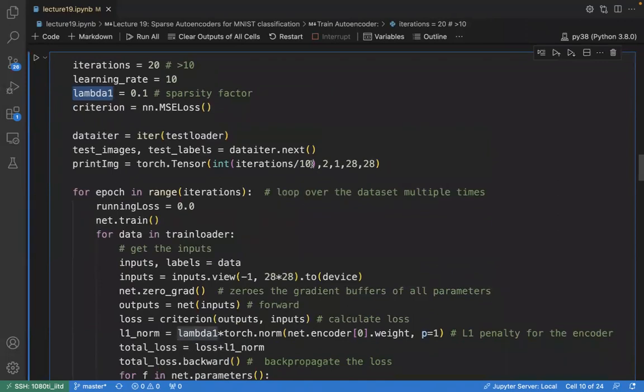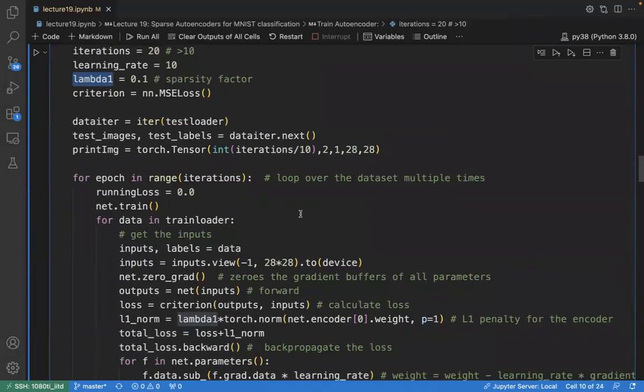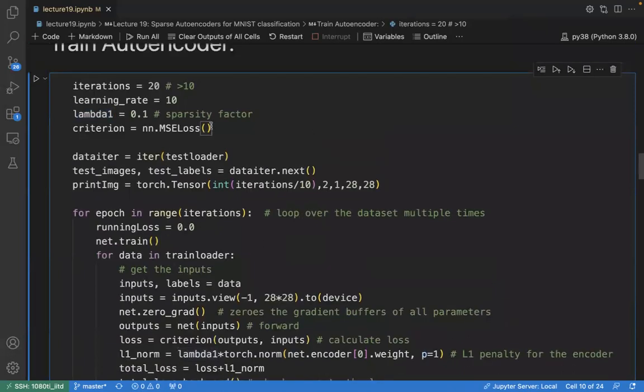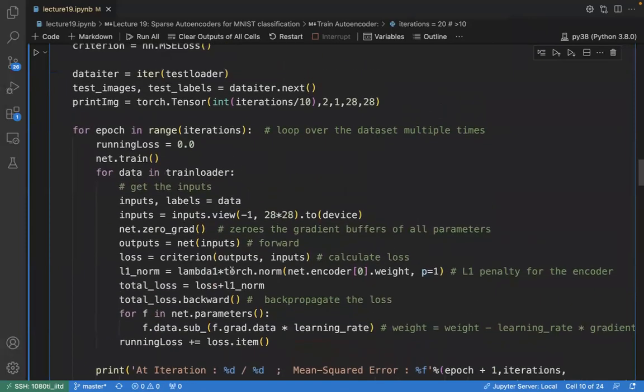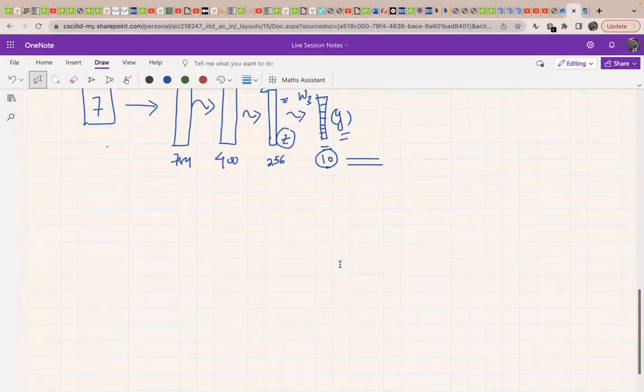Remember we defined the 4 steps that we need to do while training any deep learning model. First is the forward pass, second is the loss calculation, third is backpropagation, and fourth is updating the weights. Now in the last step, we need to add a sparsity factor, and here the sparsity factor is 0.1. I'll define what it does in this session.